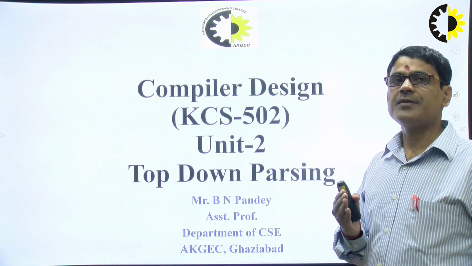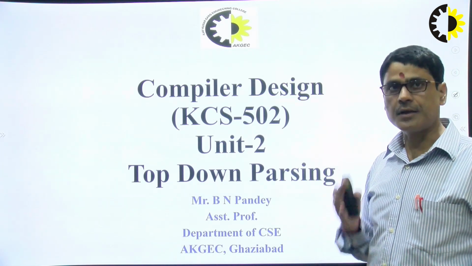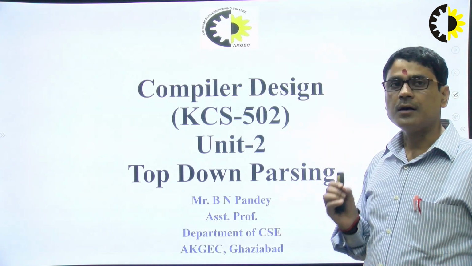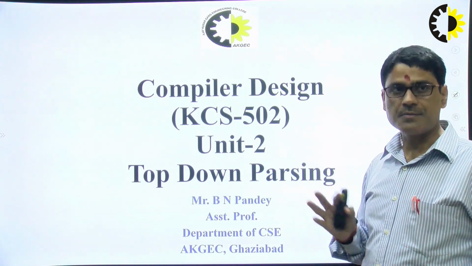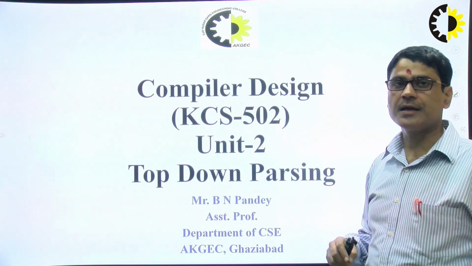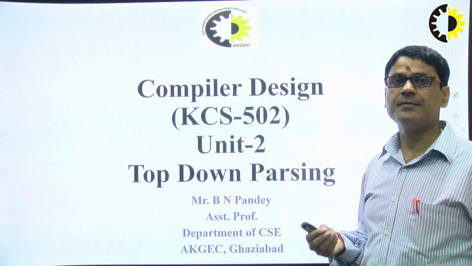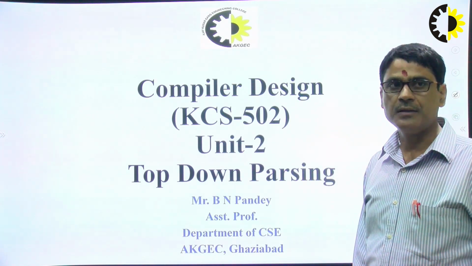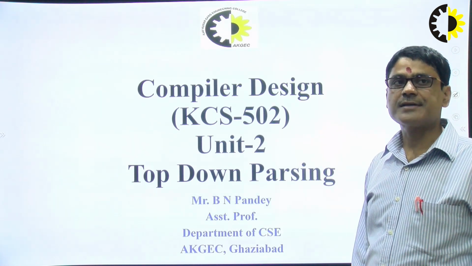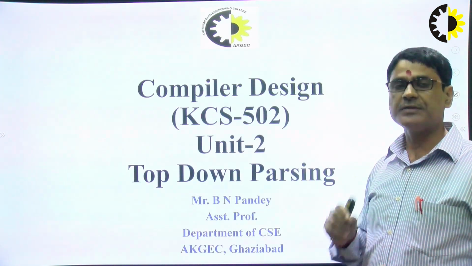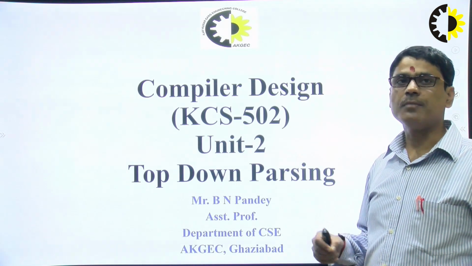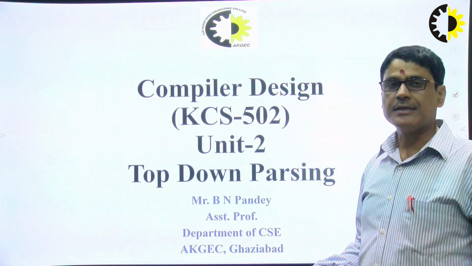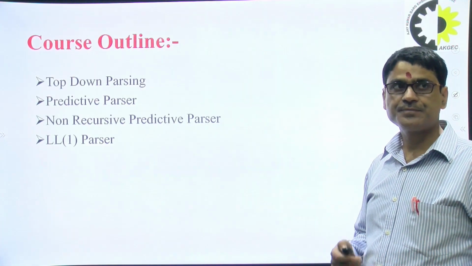That means you have to start with the grammar's start symbol and then expand up to a particular string which is accepted by that grammar. That is called top-down parsing. Bottom-up parsing starts with the leaf and expands up to the start symbol. In top-down parsing, when we start with the start symbol, some problems arise. We are going to discuss all these things in this lecture.